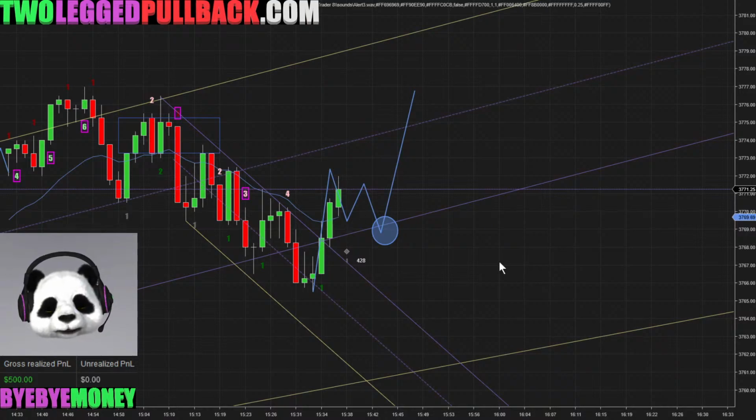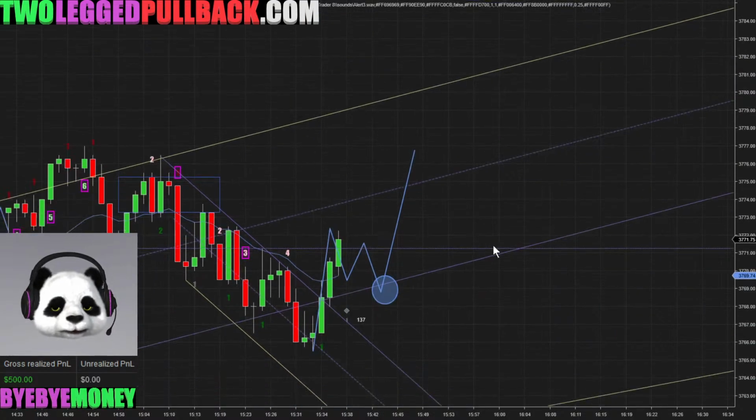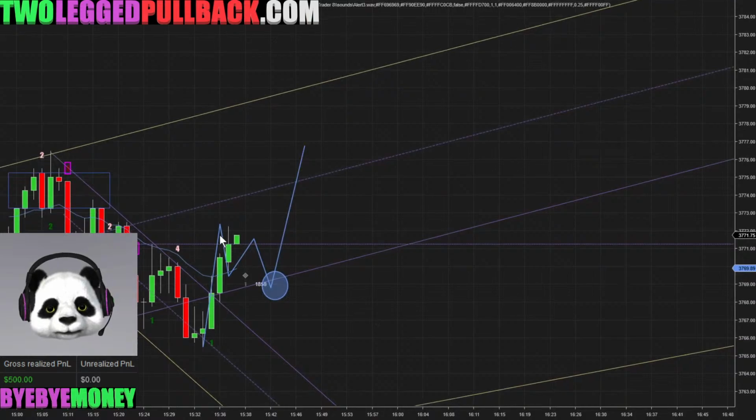Alright, give me my two-legged pullback. Don't play games with me. Three strong bull bars. Remember my target up here? I'm thinking end of the day, we'll probably come up here to test it. And there's only 20 minutes left of the day. I still think it can hit it, just because of how obvious it is.